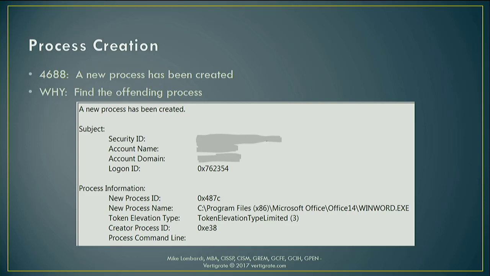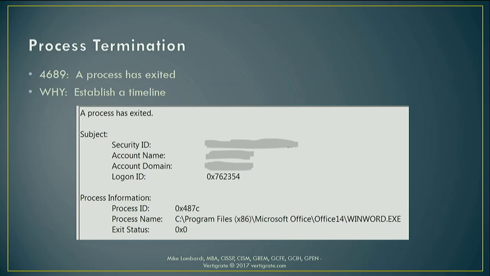Process termination, how long did this thing run? Do we still have to be worried about it? Again, it's establishing that timeline. Process ID also ties back. So if we've got multiples, we can keep those all straight with that same process ID.